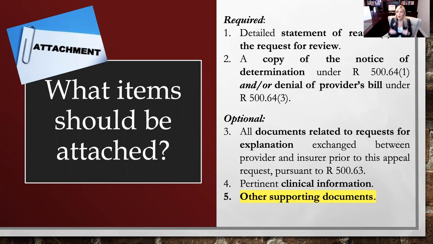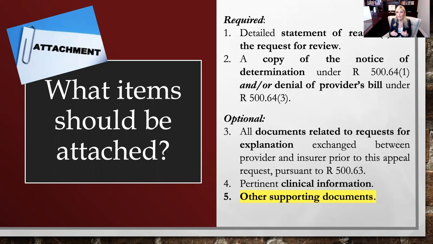In addition, what is also required as part of this 2-page appeal form is that the provider supply a copy of the notice of determination, that written notice of determination, and/or a denial of the provider's bill under Rule 64 sub 3. So if there is no official written notice of determination that you've received, you can also satisfy this form requirement by supplying any sort of documentation that your bill has been denied if you're a medical provider. Those are the only 2 items that are required to be attached to the form.